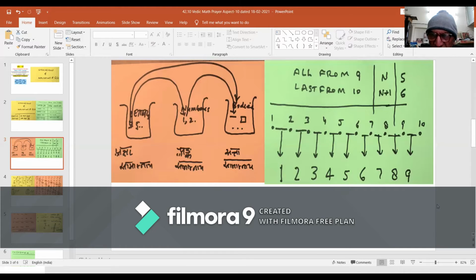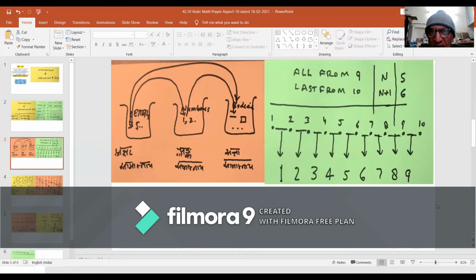As we had seen, the working rule of Ganita Sutra 1, one more than before, had permitted us an arithmetic expression as a reach from n to n plus 1, 1 to 2. Here as well, the simple rendering of the text of Ganita Sutra 2, all from 9 and last from 10, is also permitting its arithmetic expression as a reach at n and then reach at n plus 1.